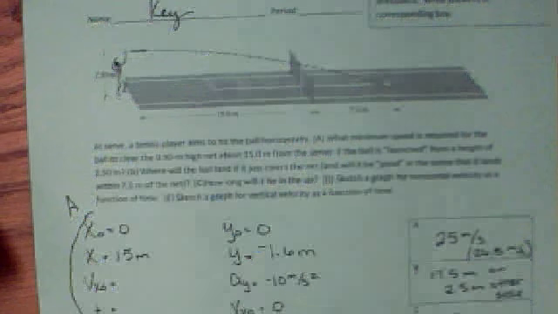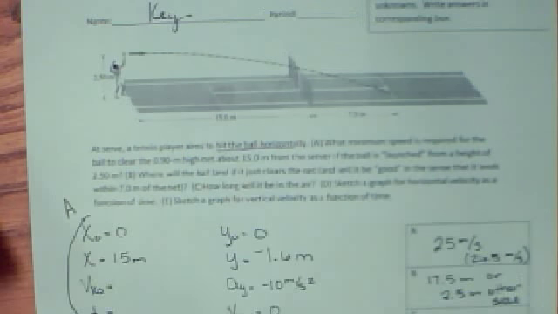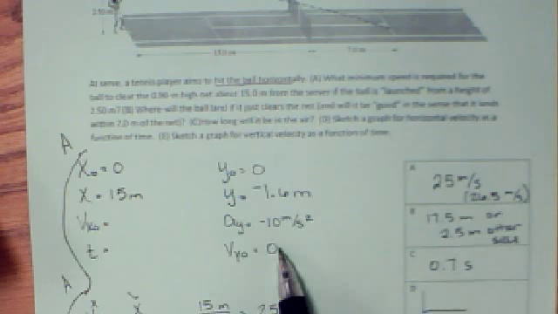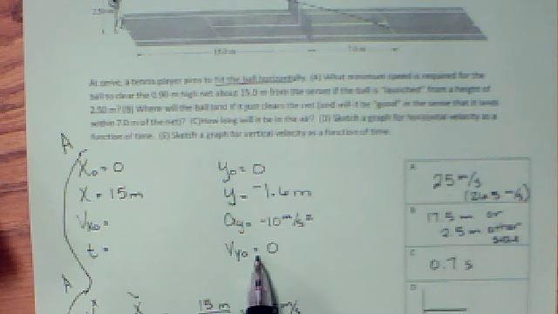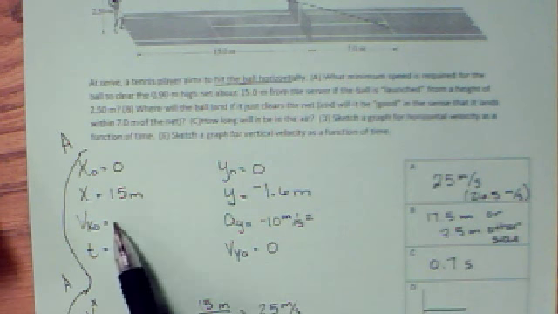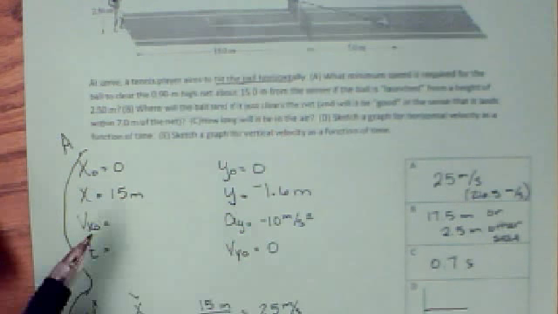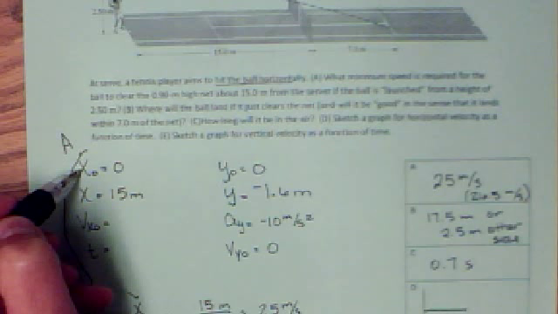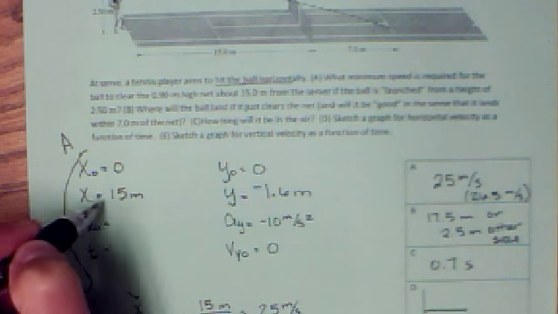Okay, the big key here is that the ball is hit horizontally. So we immediately know that Vy0 is 0, and we are looking for Vx0, since that would be the only speed that it's launched with. It has no vertical velocity because it is hit horizontally. So we're looking for Vx0, knowing that x0 is 0. X, the horizontal distance from where the ball is launched to the net, is 15 meters.